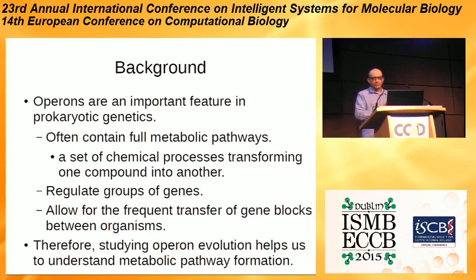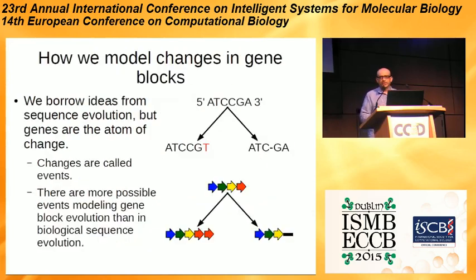So operons are a very important feature in prokaryotic genetics. They often contain full metabolic pathways, a set of chemical processes that transform one compound to another. So studying operon evolution can help us understand many different things in microbial physiology. We wanted to find out how these operons evolve, because we do see the genes sometimes as a gene block, sometimes as separate, and sometimes as a full-fledged operon. And we see them this way in very closely related organisms.